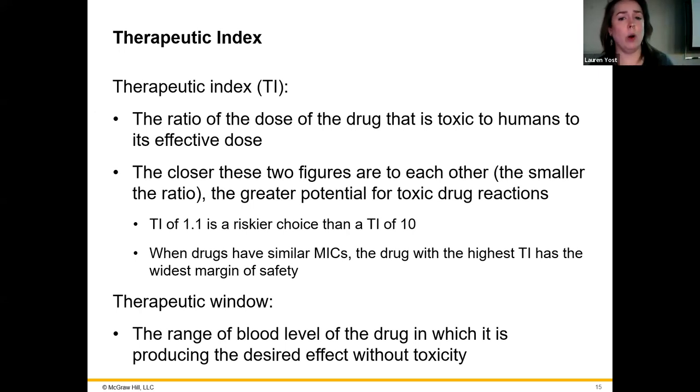So the ratio of the amount that's toxic versus the amount that it takes to kill the microbe, the closer they are to one another, the more dangerous it is. Yeah. So 1-to-1 is bad. So if you have a ratio of 1, bad. If you have outside of 1, let's say 10, like it gives in the example, that's a lot better. So the further we can get away from 1, we want to shoot for. Okay. So that's the therapeutic index.